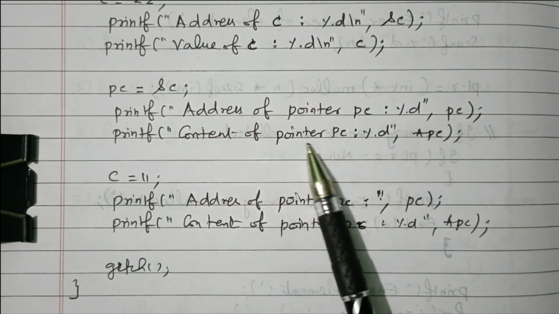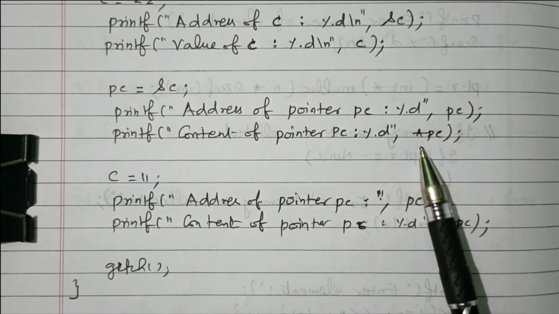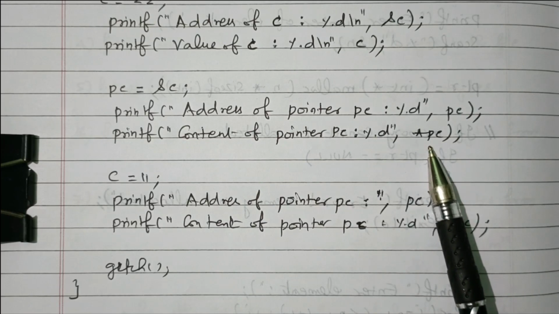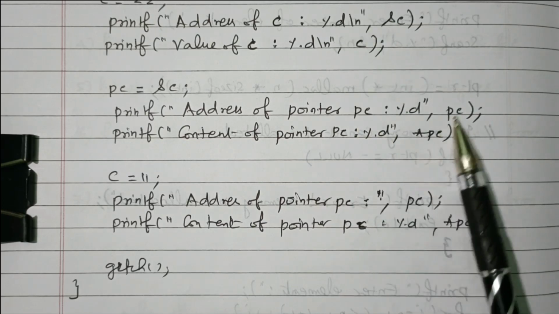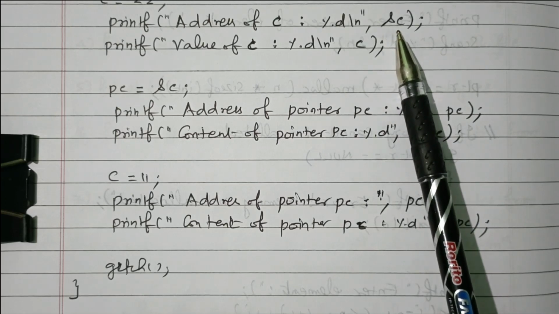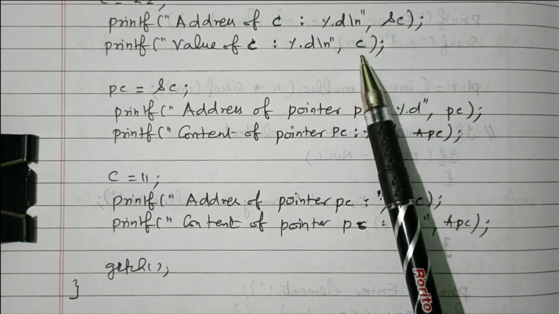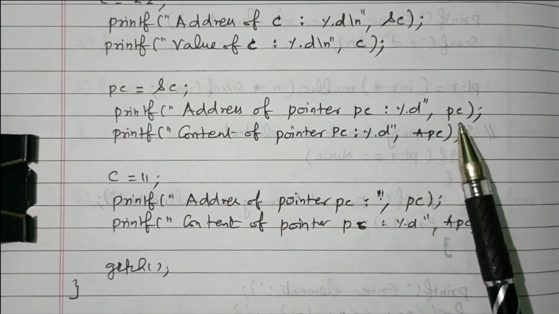Content of the pointer PC, star PC. So if you refer to star PC, what will we get? We will get the value stored at that address. Very similar here, so we are using different notation. And address of C gives the address where it is located. C will give the value. Star PC also will give the value. PC means it will give the address.